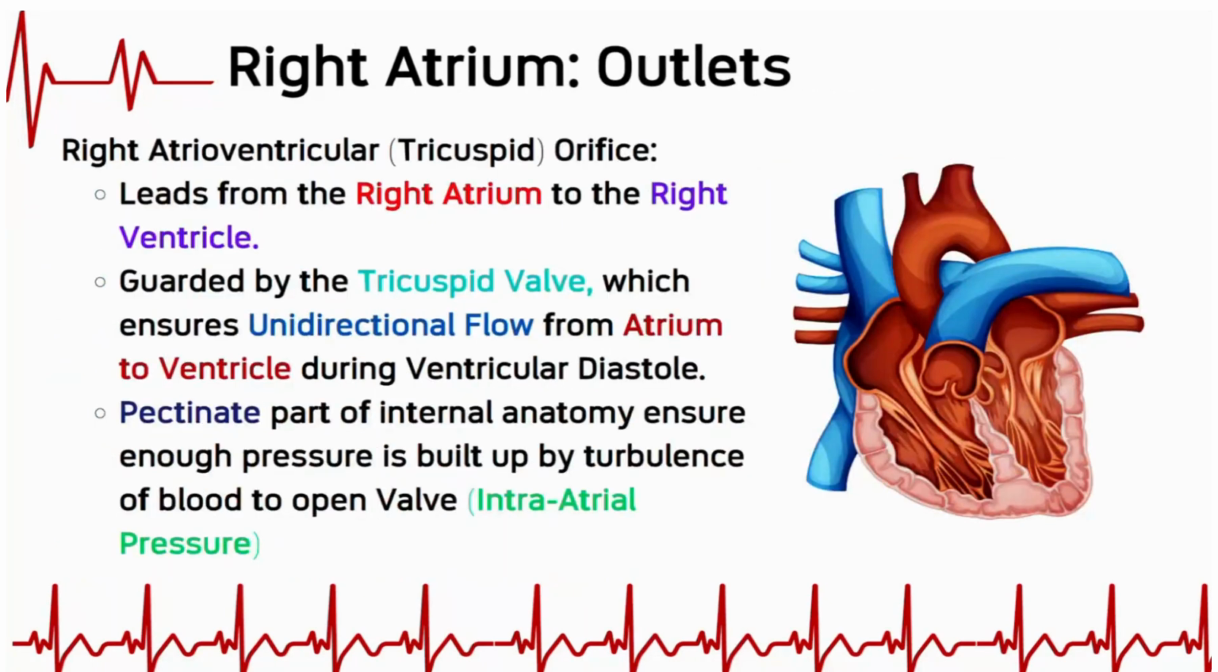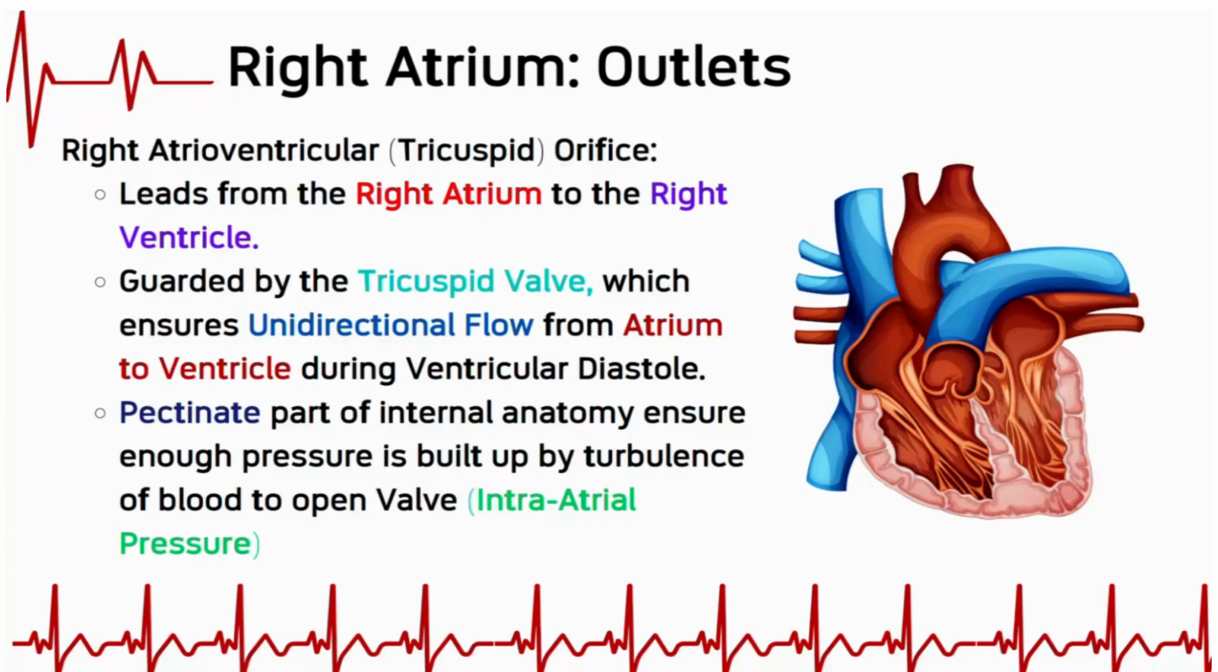Now, outlets. So what's coming out of the right atrium? The venous blood that we've collected from the inlet is led into the right ventricle, and it is done so through the right atrioventricular orifice. This is guarded by the tricuspid valve. What the valve does is ensure the unidirectional flow of blood from the atrium to the ventricle during ventricular diastole. Diastole means filling, or ventricular filling.